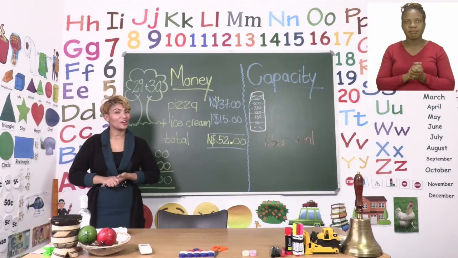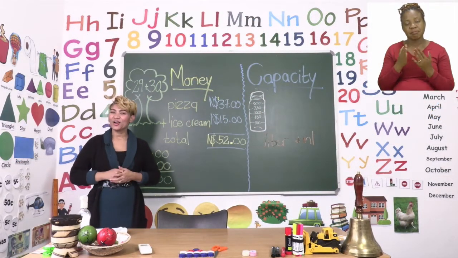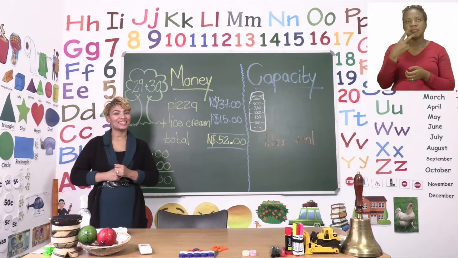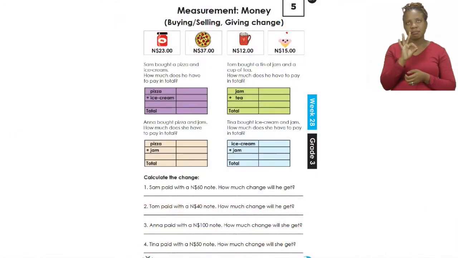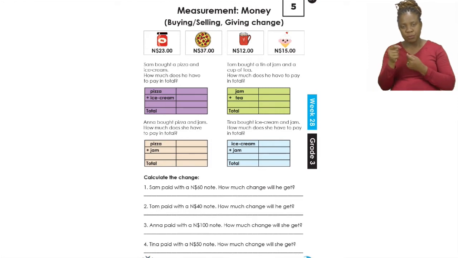For the first part of our lesson today, let's turn our booklets to page 29. Today, we are starting with money. Now here, we are going to look at buying, selling, and giving change. There you will see you also have a few pictures of items and their prices below. And then you will also see a few word problems that we have to solve.